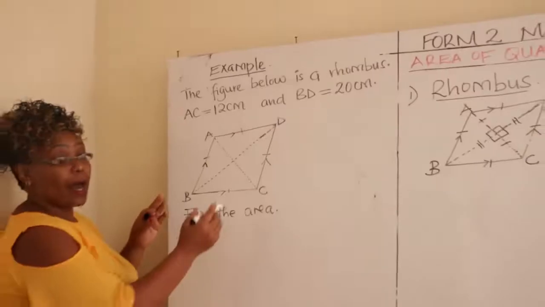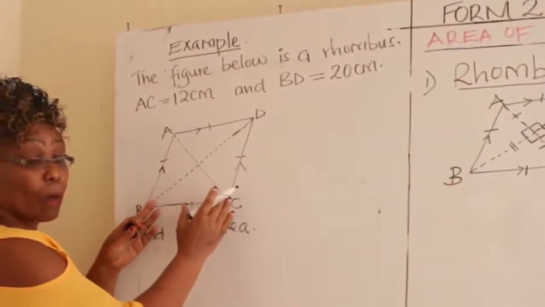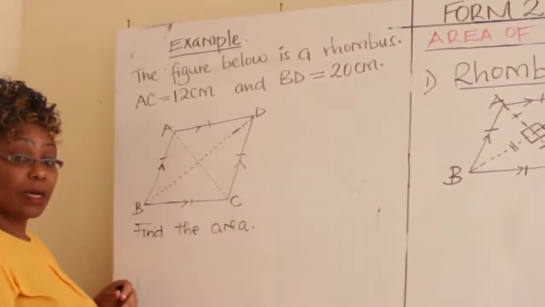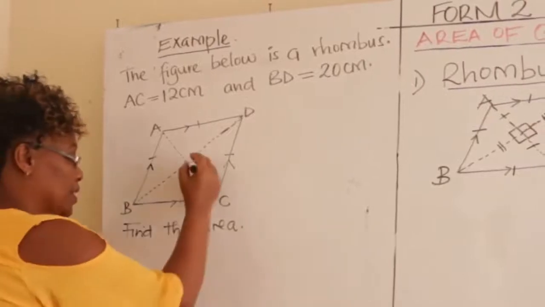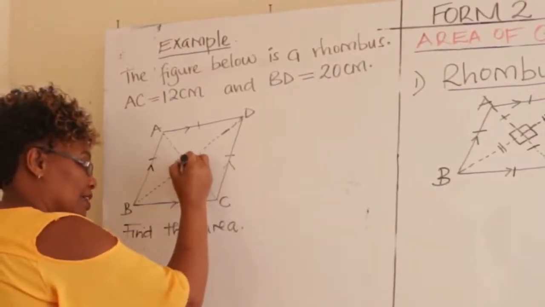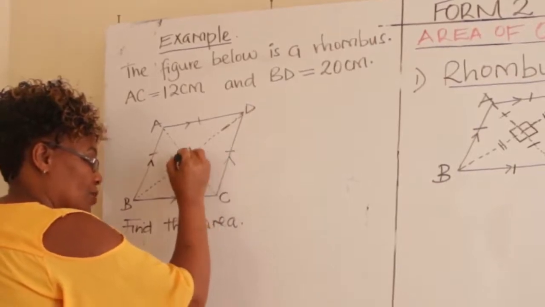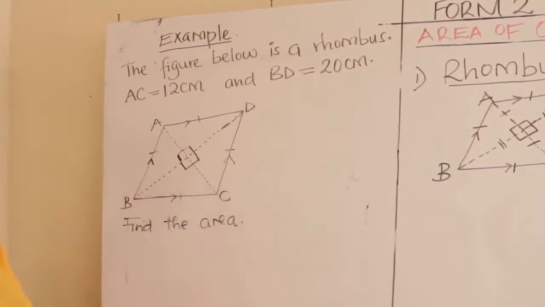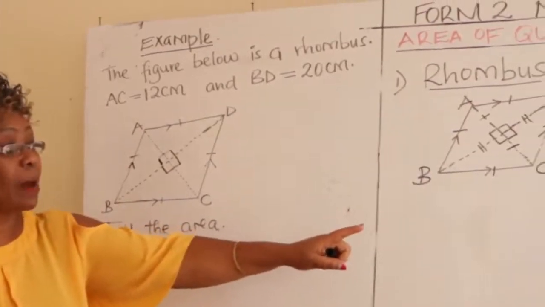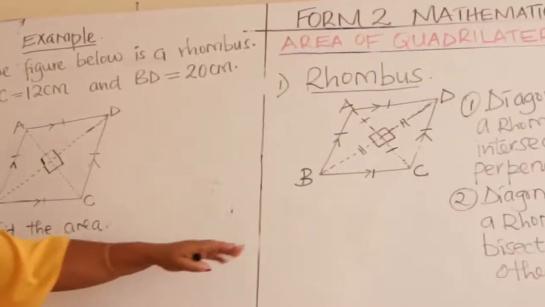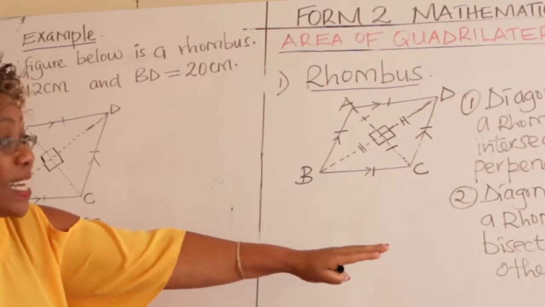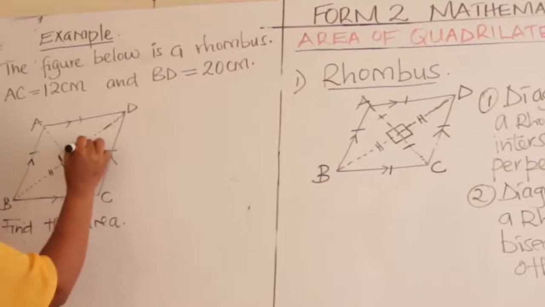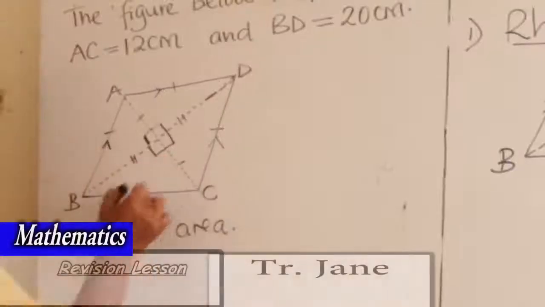So you come and fix the two properties of a rhombus. One, when the two diagonals intersect, they intersect perpendicularly. So show that they intersect perpendicularly. From there, we go to the second property. Diagonals of a rhombus bisect each other as they intersect. They divide each other into two equal parts. So this part is equal to that, and this part is equal to that.